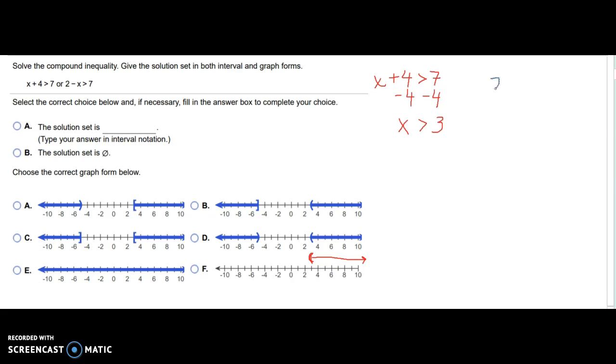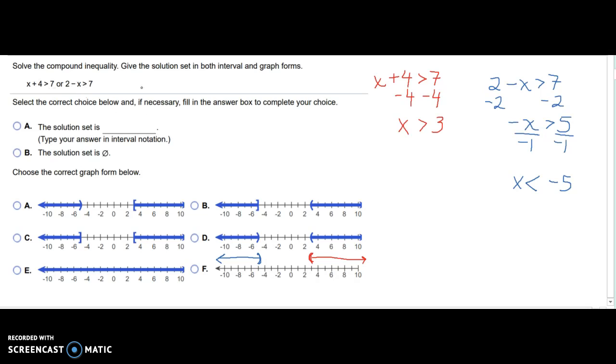We have 2 minus x is greater than 7, so I'm going to move that 2. We have negative x is greater than positive 5, and we have to divide by negative 1. When you divide by negative, it changes that sign. So it was greater than, now it's less than negative 5. And I'm going to graph that down here as well. So here's negative 5. Less than is to the left, arrow to the left. And again, a parentheses because there's no line underneath the inequality.